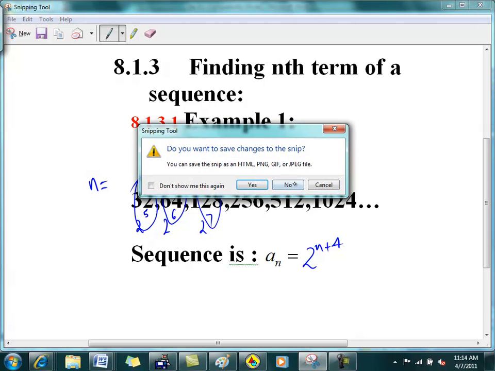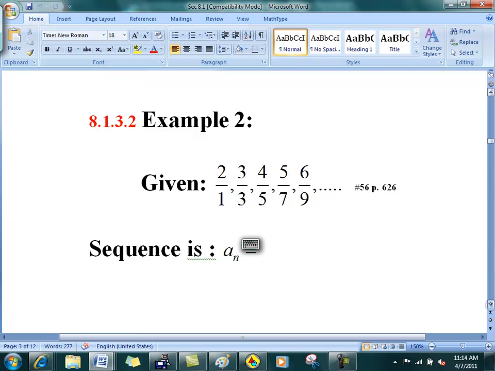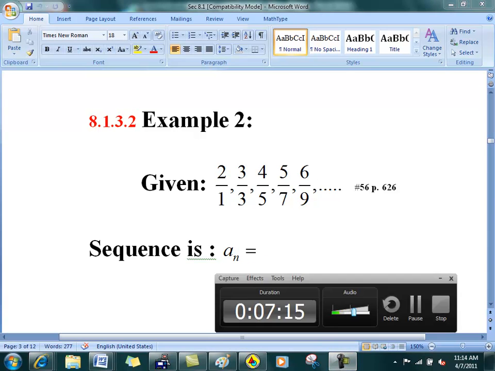All right, next problem. I want you to do this entirely on your own. You want to think about the numerator and the denominator as separate sequences. So in the numerator, you're going to get some function of n. In the denominator, you're going to get another function of n. So try and develop that.